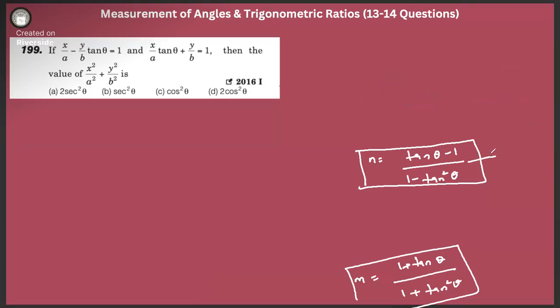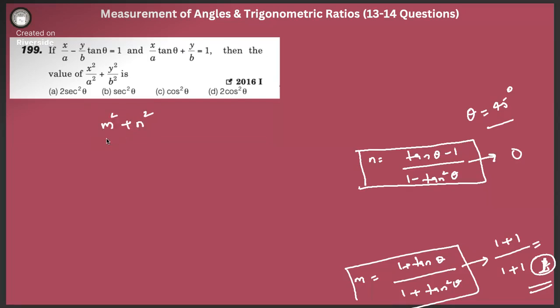This value will become 0 if we put theta equal to 45, isn't it? Tan 45 minus 1. The value of m will become 1 plus 1 divided by 1 plus 1, which is 2 by 2, that is 1. Now over here it's m square plus n square. m square is 1 square plus n square is 0 square, which will give us 1.